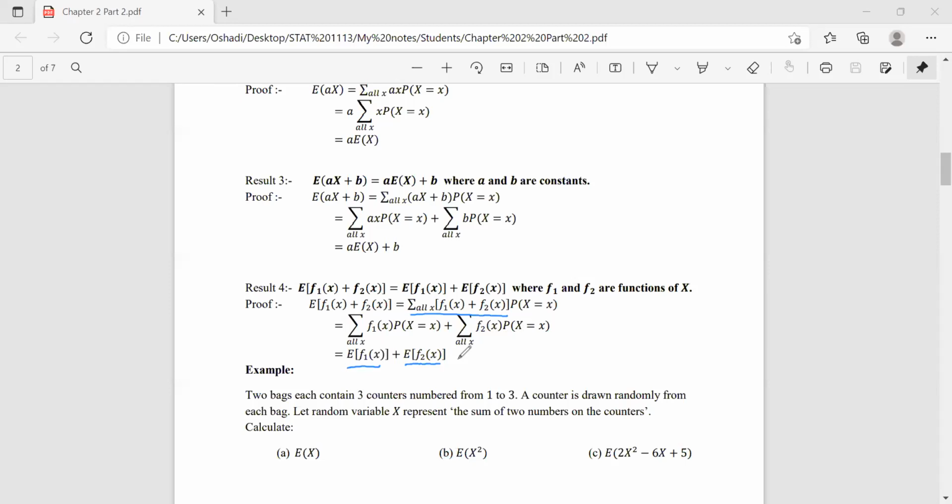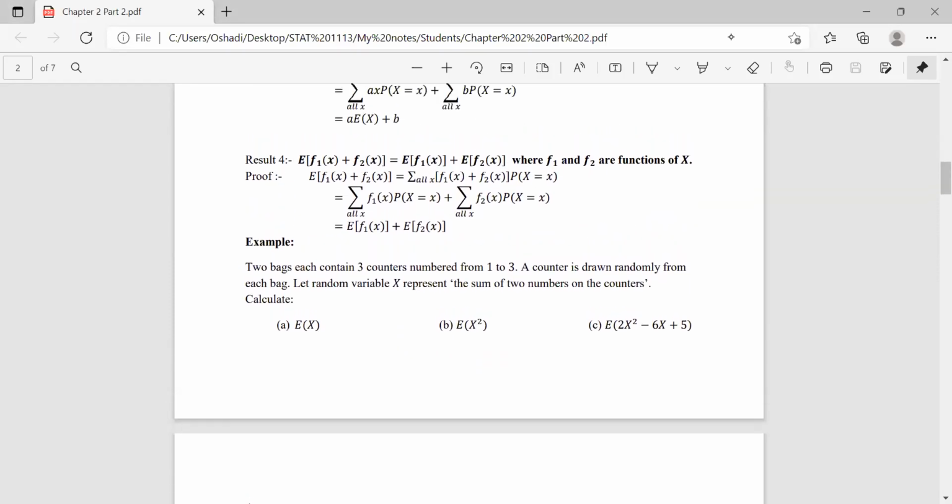Right? Is it clear? Any questions up to now? Any questions? Okay, I hope there are none.